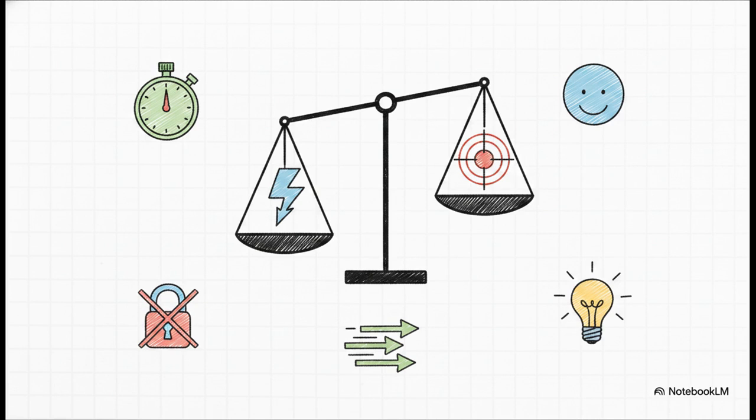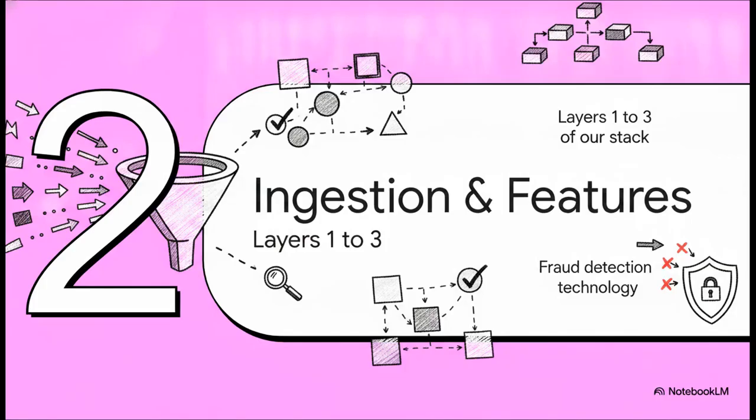We need under 100 millisecond decisions. We must block bad transactions. We must let good customers through seamlessly. We need the system to learn from new fraud patterns instantly, not months from now. And of course, it has to do all of this while handling thousands of transactions per second without breaking a sweat.